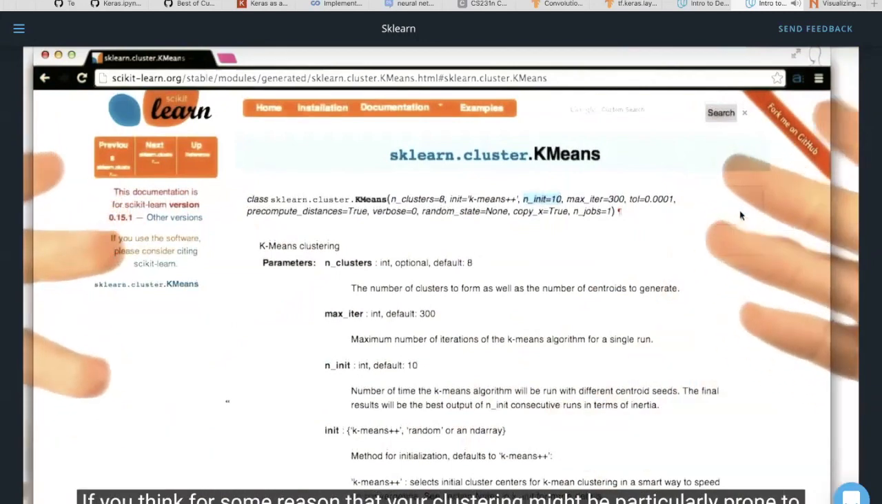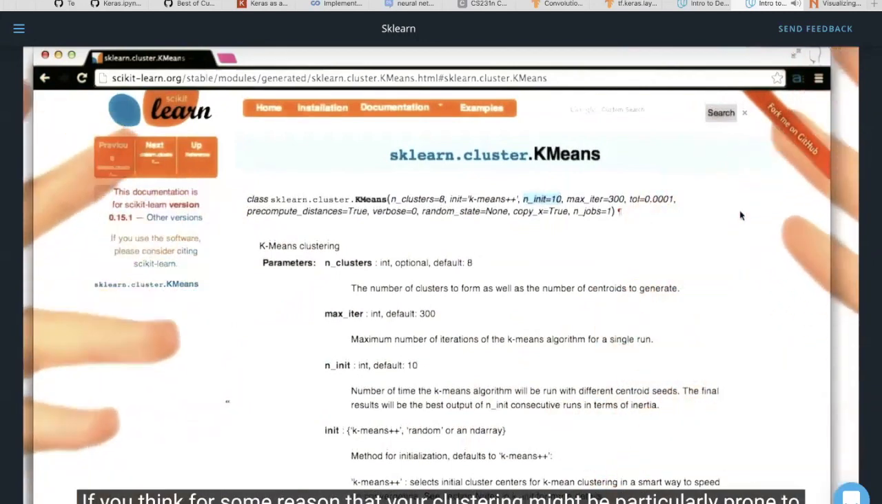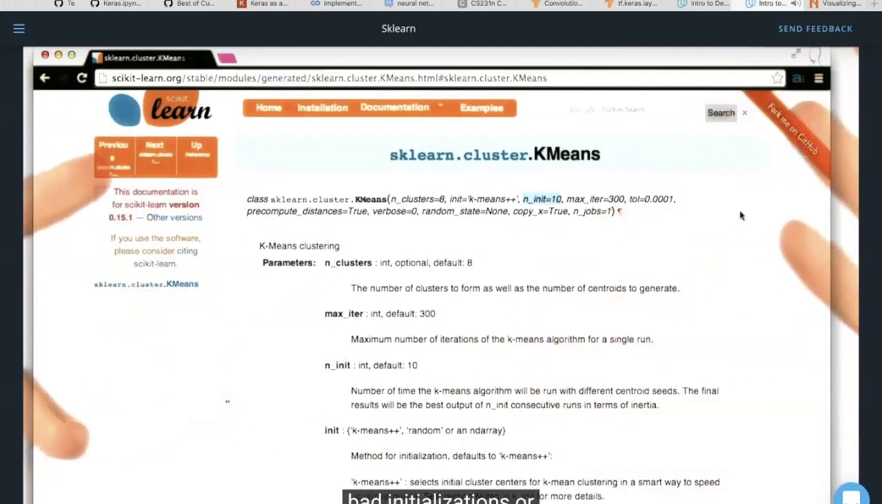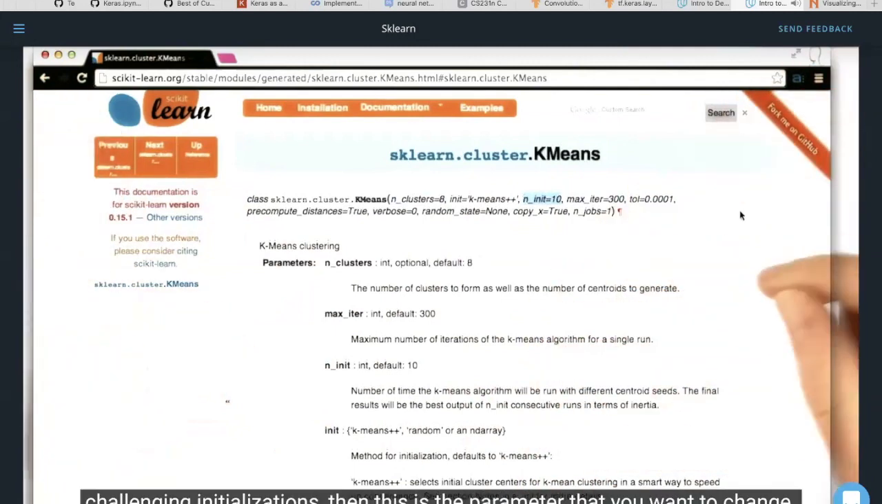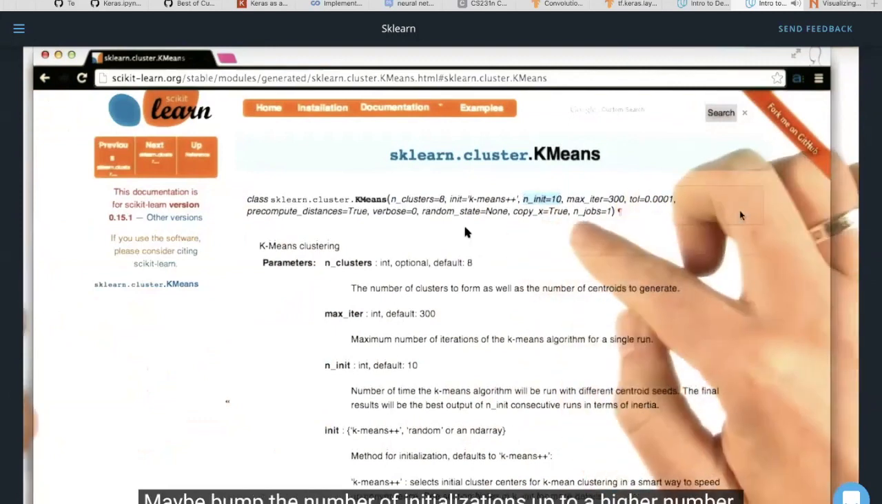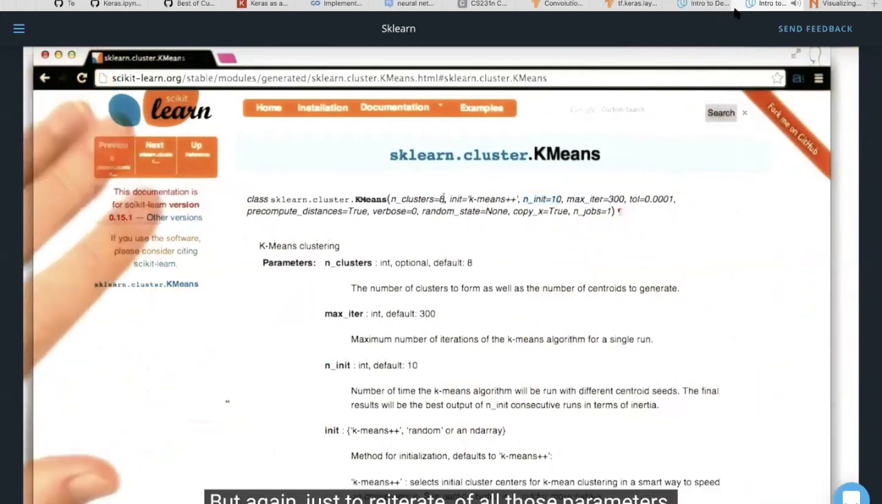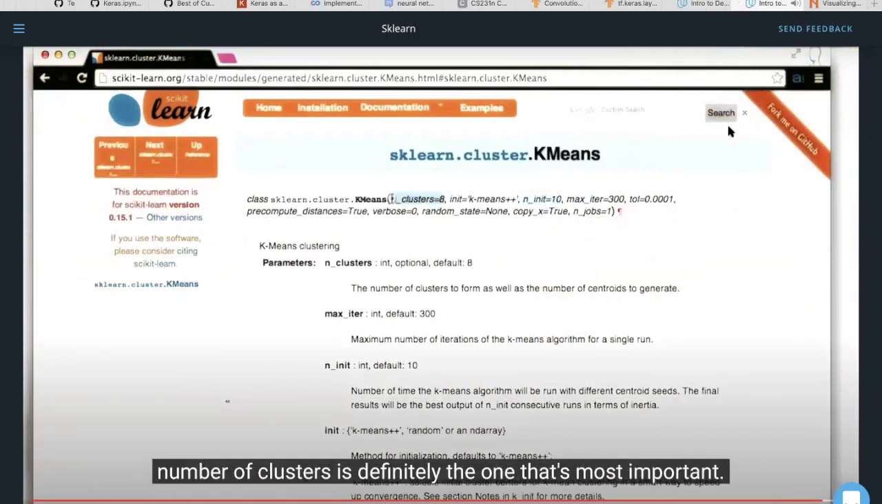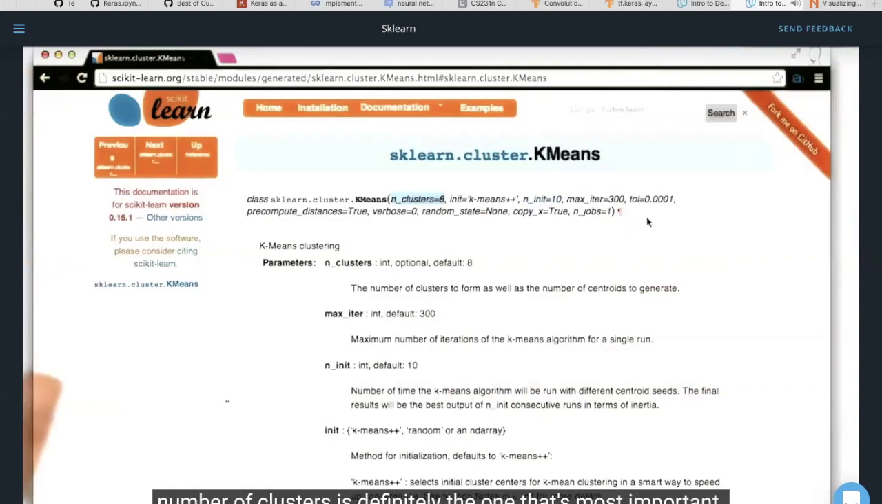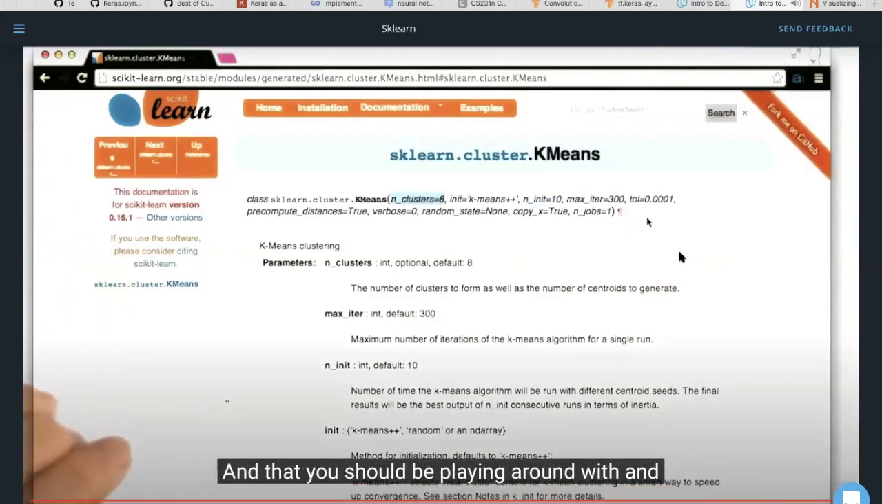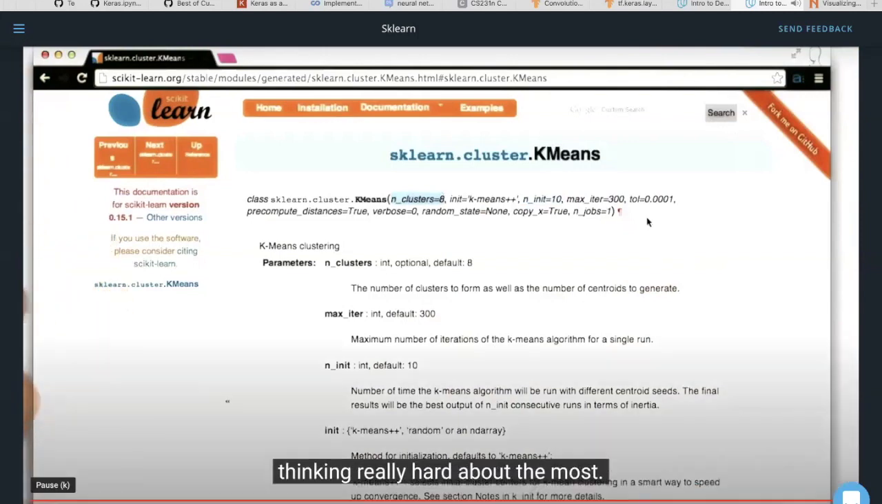If you think for some reason that your clustering might be particularly prone to bad initializations or challenging initializations, then this is the parameter that you want to change. Maybe bump the number of initializations up to a higher number. But again, just to reiterate, of all those parameters, number of clusters is definitely the one that's the most important and that you should be playing around with and thinking really hard about the most.